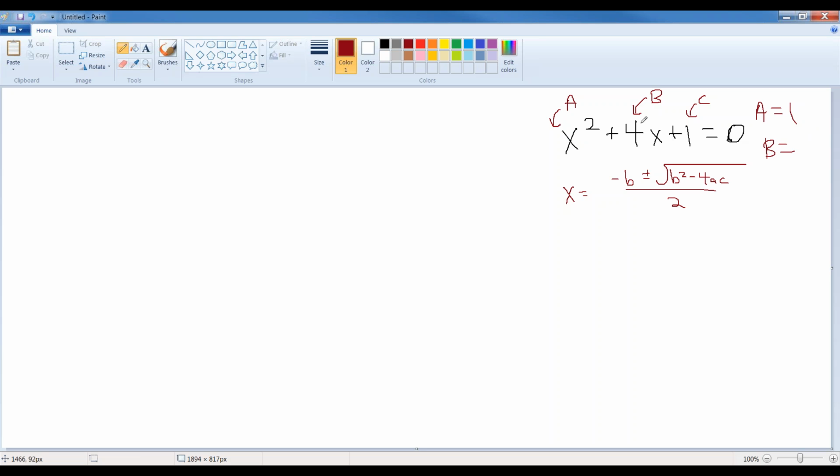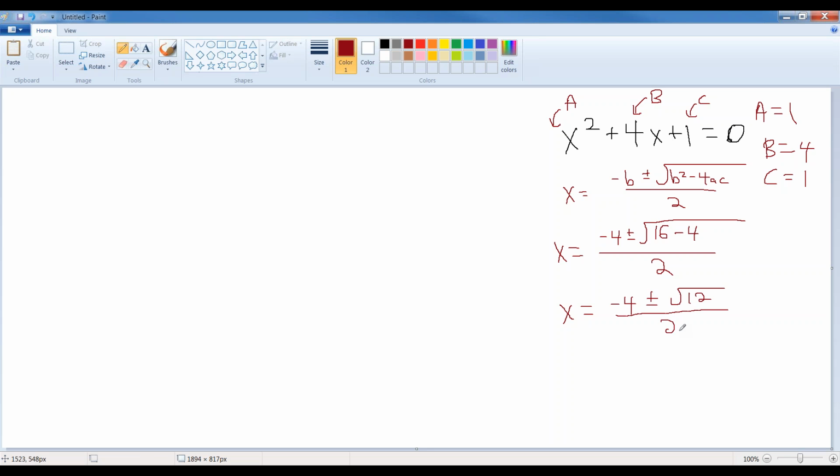B is whatever's next to the x, which is 4, and c is whatever's over here, which is 1. So we can multiply it out. We can say x equals negative b, which is negative 4, plus or minus the square root of b squared, which is 4 times 4, which is 16, minus 4 times a, which is 1, times c, which is 1, which is 4 altogether. 4 times 1 is 4, divided by 2, which tells you that x equals negative 4 plus or minus the square root of 12 divided by 2.